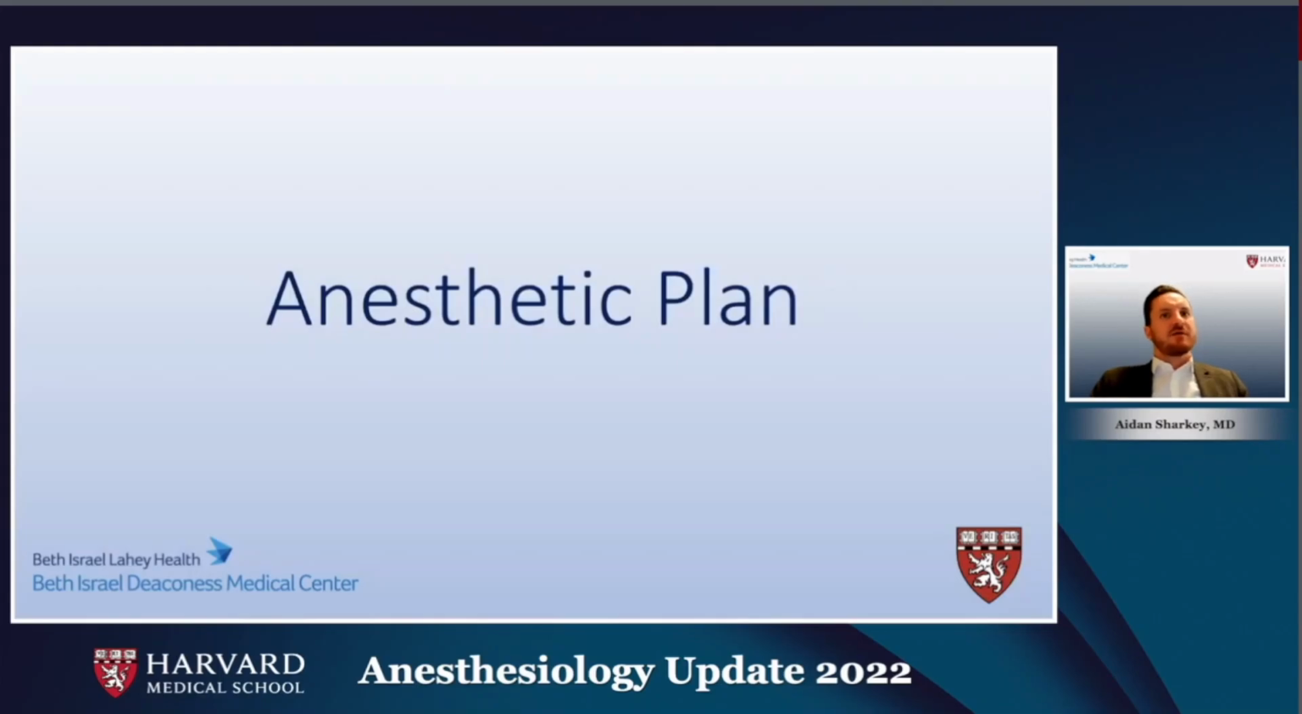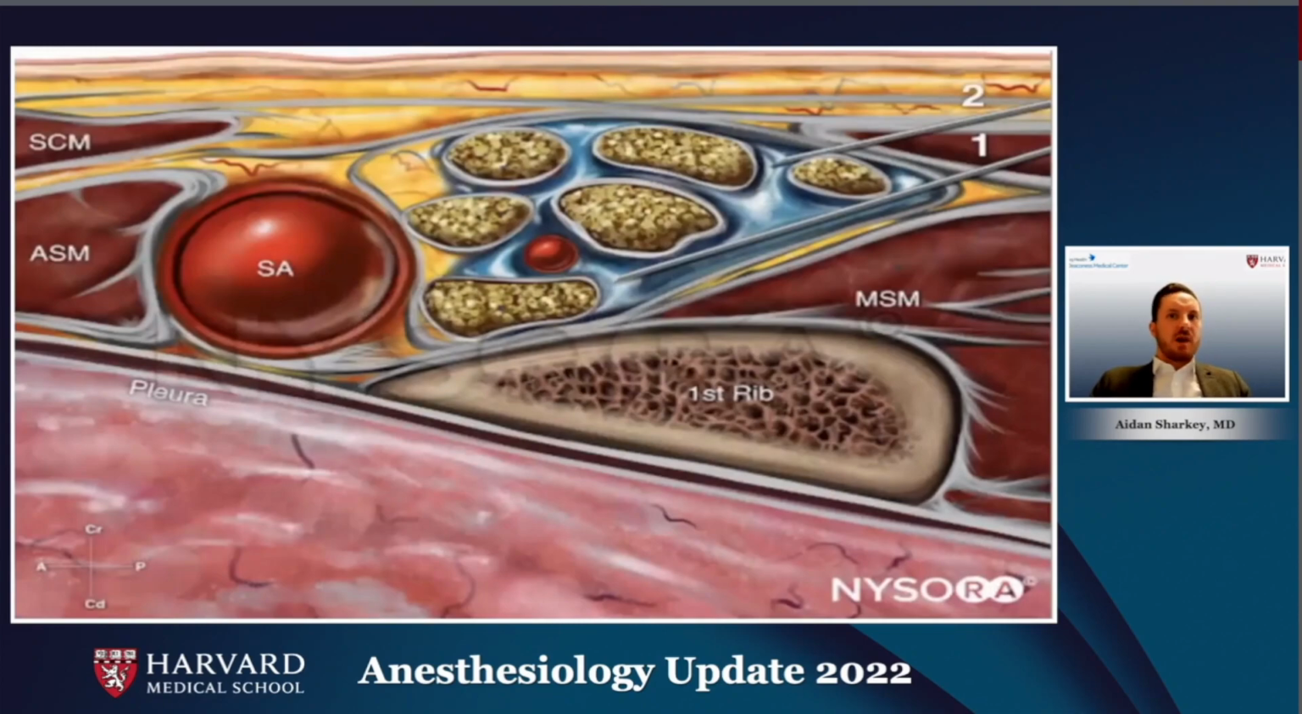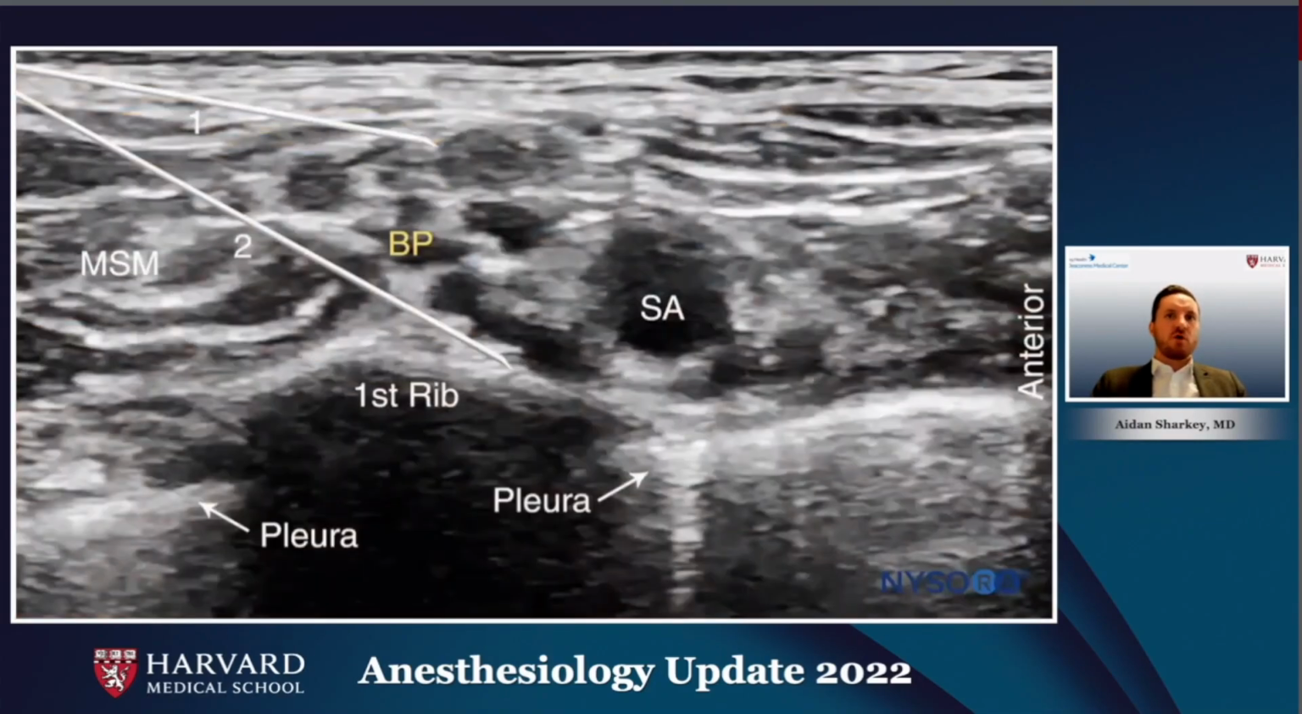The anesthetic plan for this case involved performing a supraclavicular block and supplementing this with monitor anesthesia care so long as we were happy with the effect of the block. This block was performed by the block team under ultrasound guidance. And here we can see in this image a picture representation of the characteristic image seen when performing this block under ultrasound guidance. Note in this image the location of the brachial plexus and its proximity to the lung pleura.